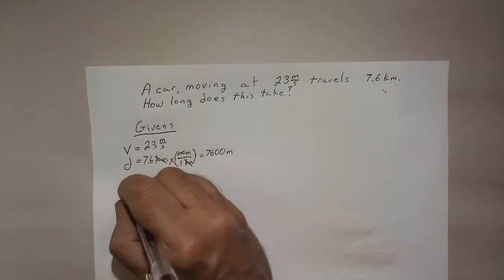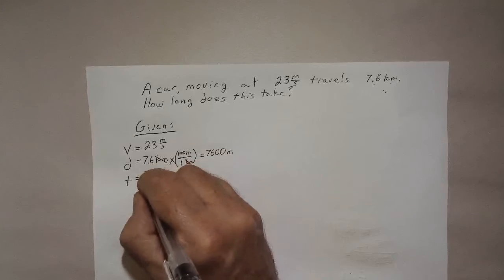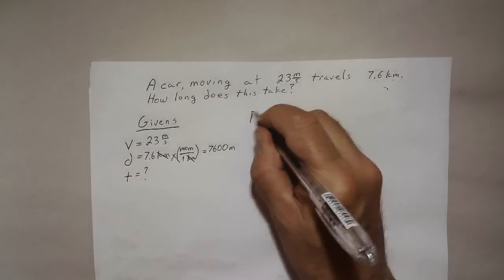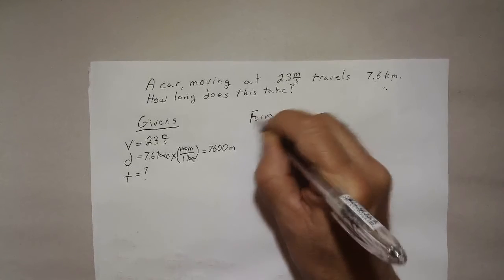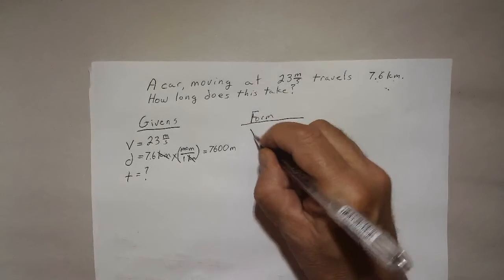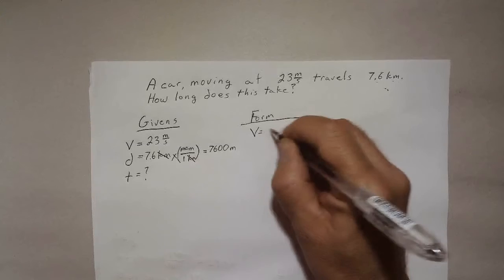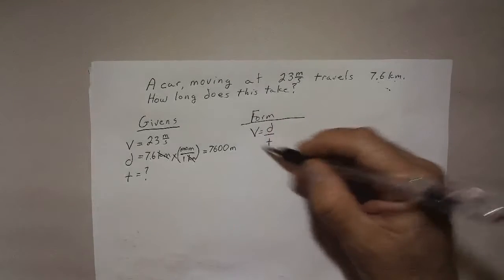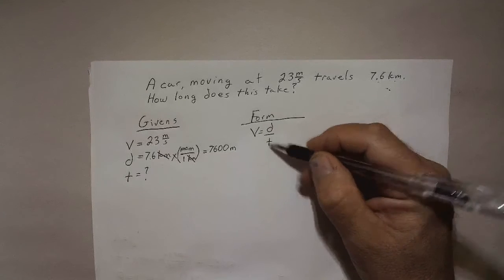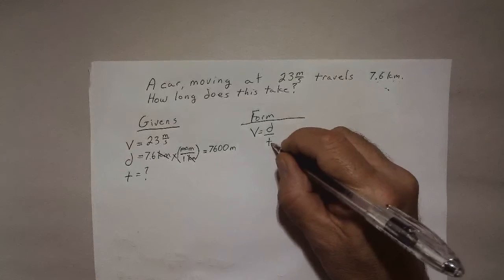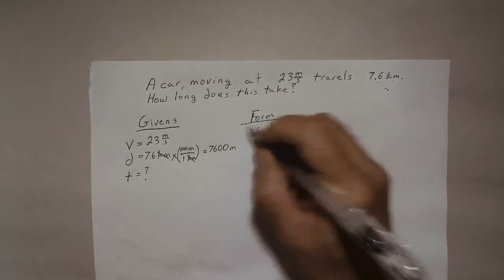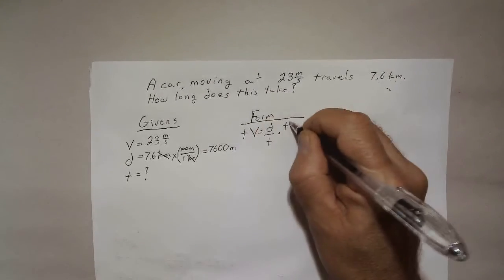And now we can write that we seek to find out what the time is. How long does this take? That's time. So the formula, well, now we have to rearrange the formula. We start as it's written, V equals D over T. But we have to rearrange this algebraically. So how do we do that? Well, we have to get the T out of the denominator. So if we multiply both sides by T, that's a good start.